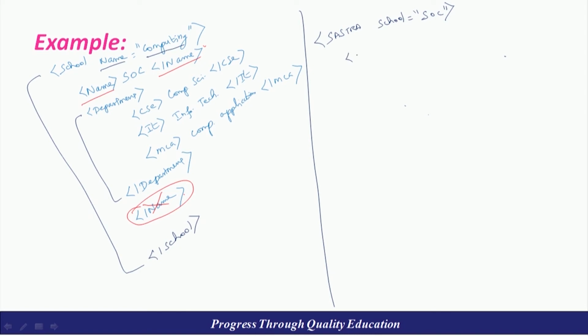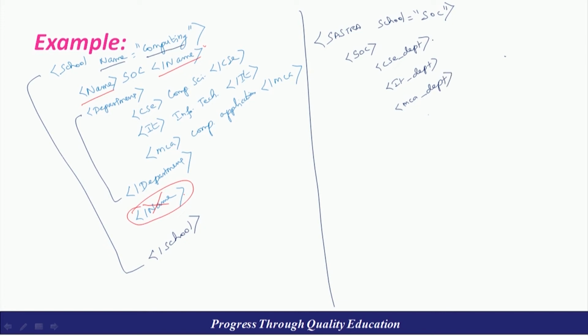Then I would like to have SOC. I have this department, CSE underscore department. Then I have IT underscore department. Then I have MCA underscore department.